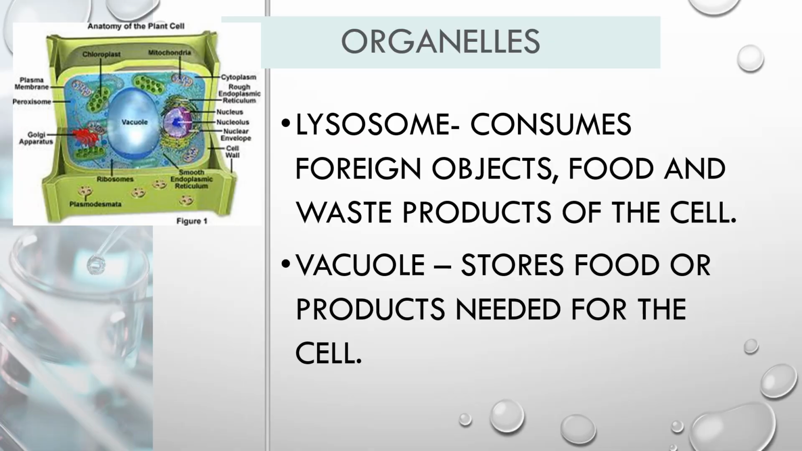These two I put together because of their similarities. A lysosome is something that is going to consume foreign objects, food, and waste products of the cell. You could think of this as something that is patrolling the cell and cleaning up all of the debris. A vacuole is something that's going to store food or water or products needed for the cell. The picture on this slide is a plant cell. Looking closely at the center of it, you can see a large central vacuole that's going to hold water for the plant.